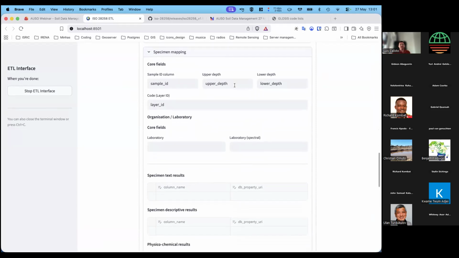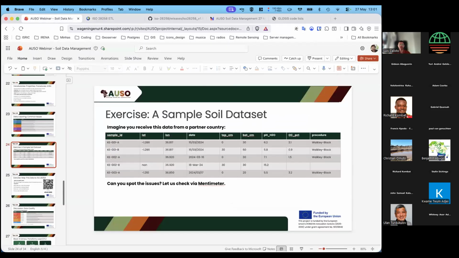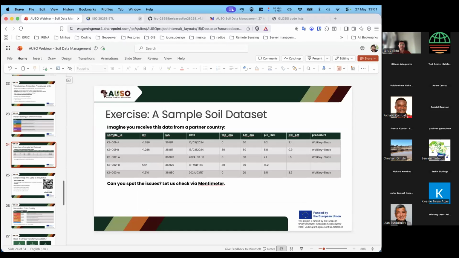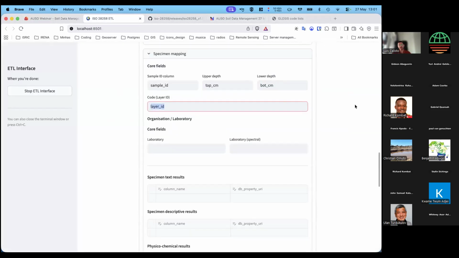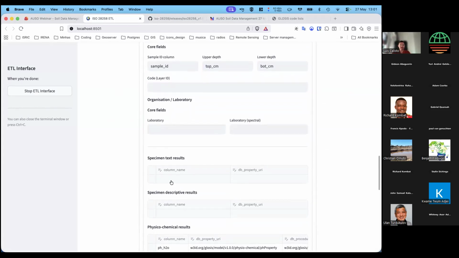Then, of course, the same for layers. You see that this is kind of generic. Upper depth, so it's top centimeter and bottom centimeter. Sample ID column, in this case it was sample ID, it's correct. Code, sometimes I can have a layer with a code, other times this is optional. Organization and lab: if you know the name of the laboratory, you can also put it here. If you have a column with that, you can map it here.